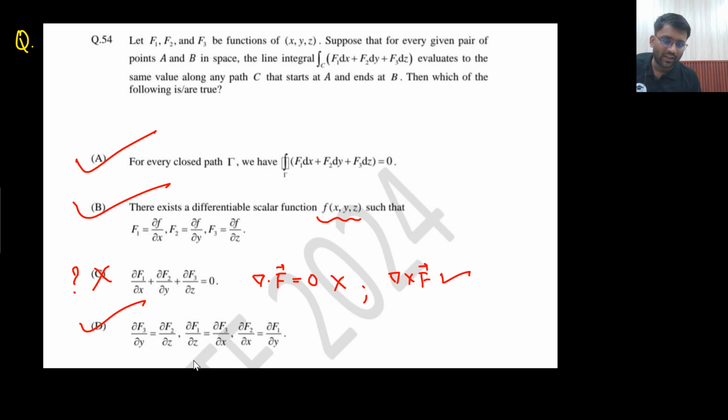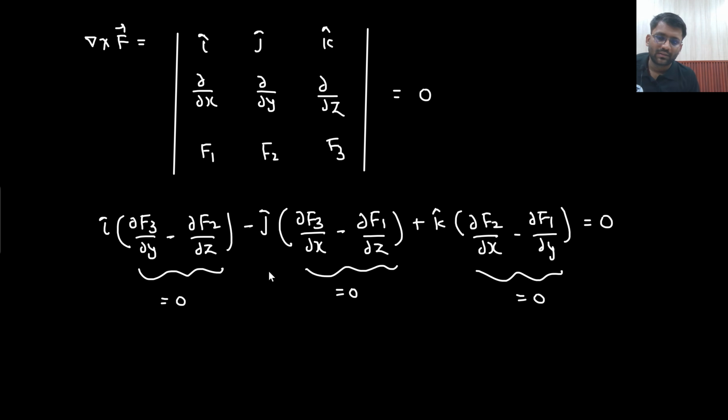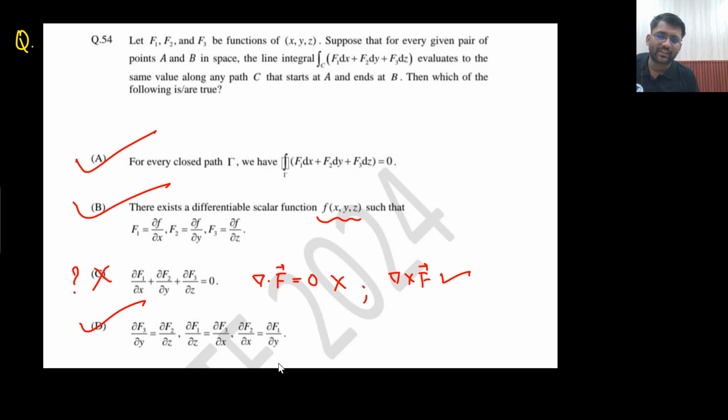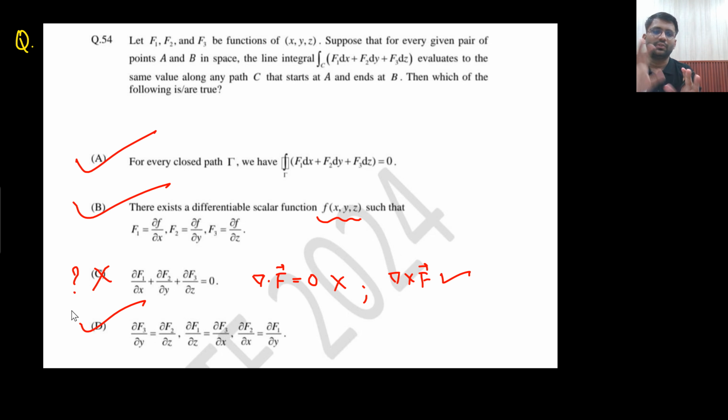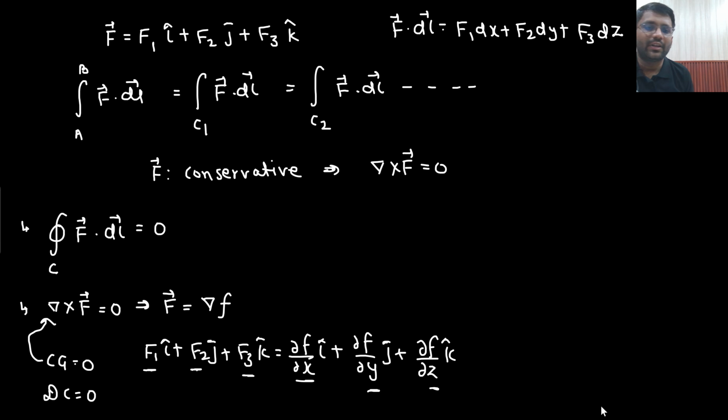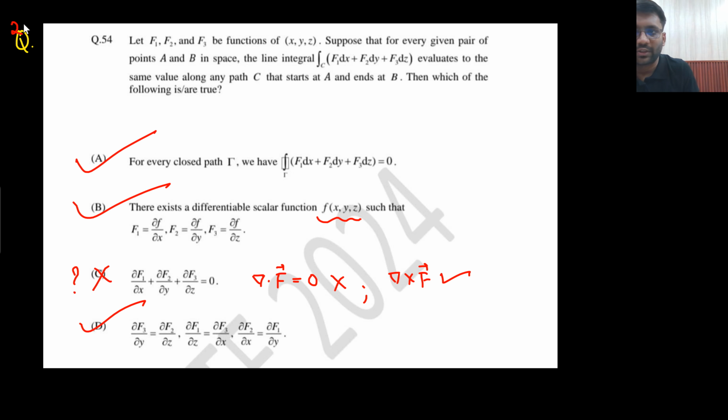Okay. f1 f3 zx. Next, f2 f1 xy. Yes, so the third option is also correct. So this was a good question. I always believed that one good question should come from the property of a conservative field, and in 2024 it actually came.